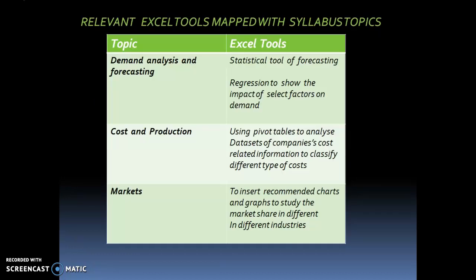Now we move over to the Excel tools, and we map those with the syllabus topics. So basically we are starting with demand analysis and forecasting, and the relevant Excel tool which we would use for this is a statistical function of forecasting and regression to show the impact of select variables on demand, which is the independent variable. Moving over to cost and production, we would use pivot tables to analyze data sets of companies' costs related information and to classify different types of costs.